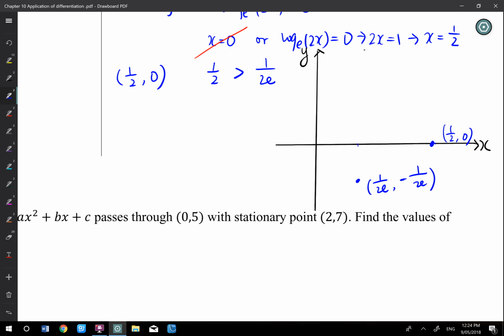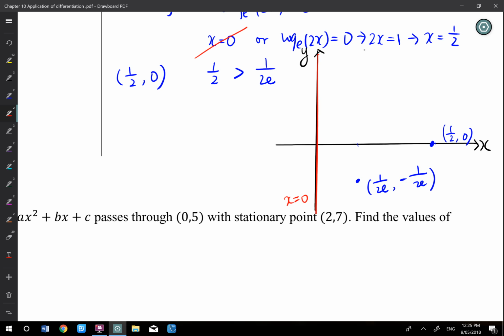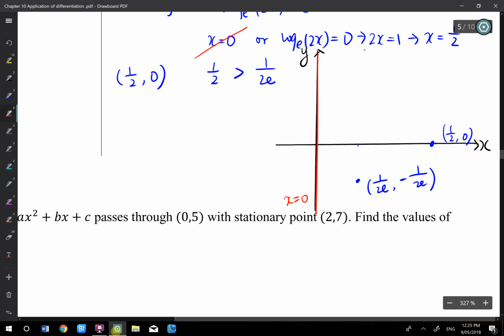Okay, I will draw this as an asymptote. I'll use a straight line to show that x equals 0 is the asymptote. If it follows the nature of log, we have the asymptote there. Okay, my graph will look like this. Can anyone tell me a problem here?